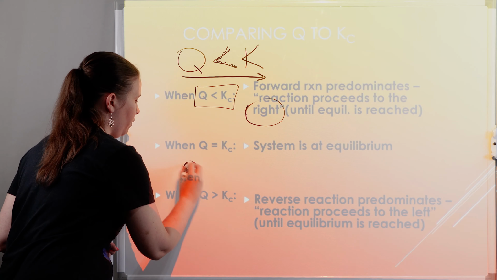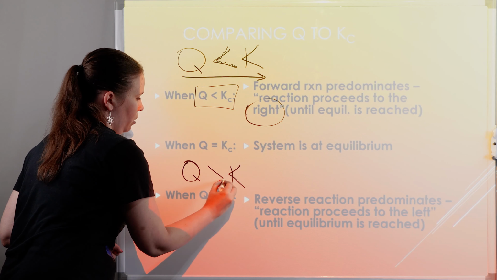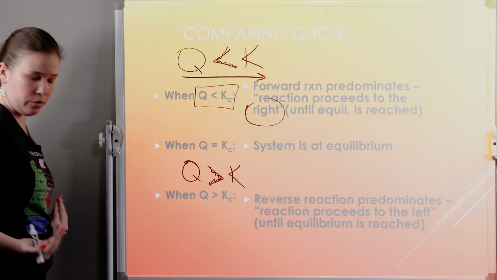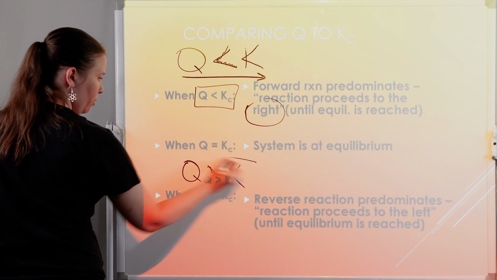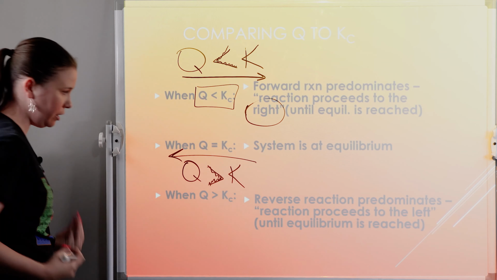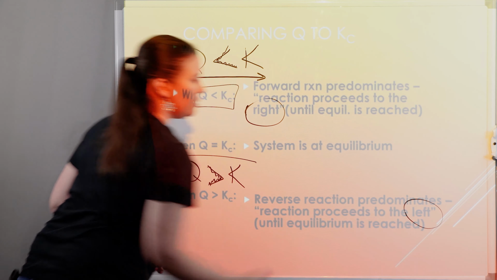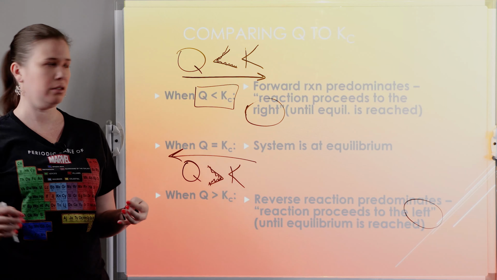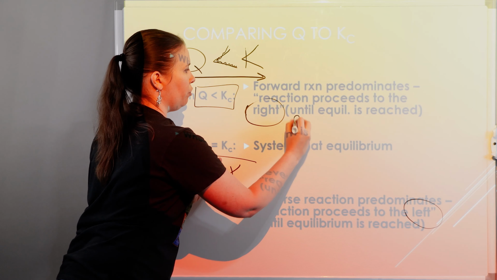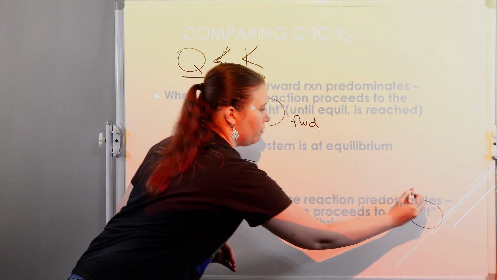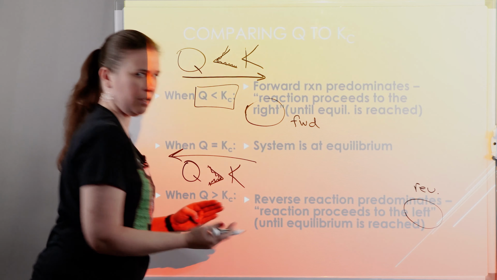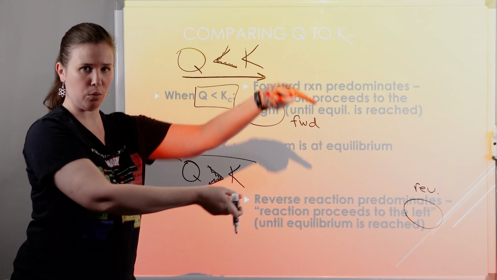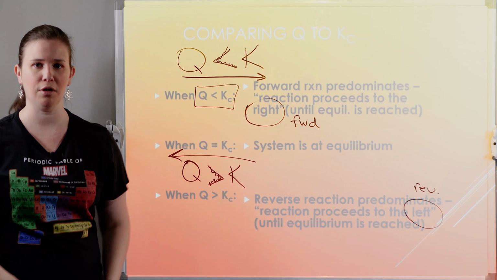On the other side, if I have Q versus K, where Q is greater, so now my little alligator needs to come towards me. It needs to go left in order to get to Q to eat it. So we would say the reaction proceeds left. So when I'm asking which way to shift, I'm looking for left or right, where right would be the forward reaction and left would be the reverse reaction. And in order to do this, we can literally think of the alligator needing to walk towards the greater number, and that's going to give you the correct direction.